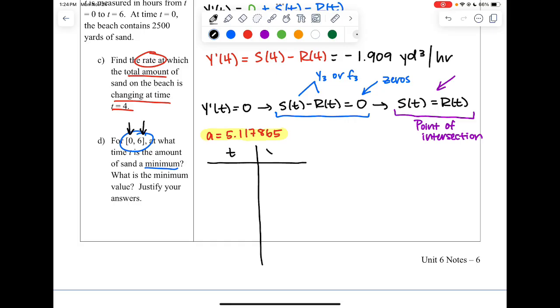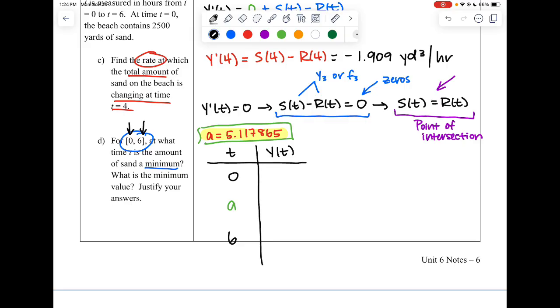I'm going to have t and y of t, and there are 3 values that I'm testing. First of all, the endpoint 0. Then the next one is A, and since I've already defined what A is over here, I can just use A in my table, unless you want to rewrite all of those decimals, totally up to you, but I am all about less work. And then 6, because that's our other endpoint.